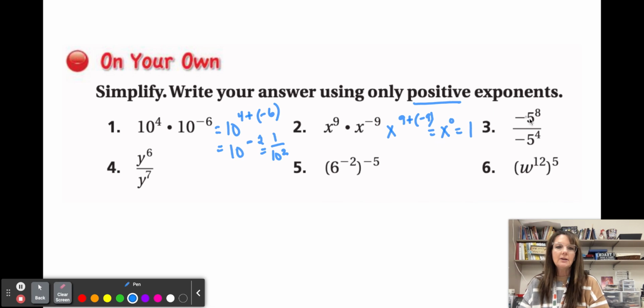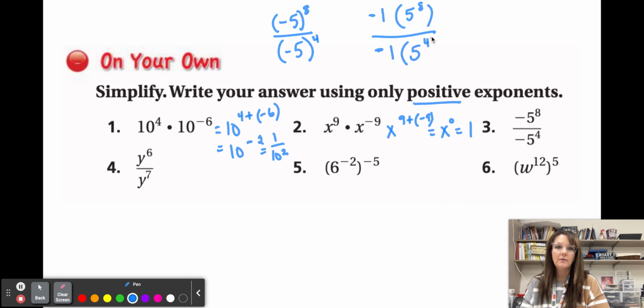Okay? Here, this is where I was talking about. This is different. Number 3 is not this. Notice the difference here. Okay? So here the base is -5, and in number 3 the base is 5. So there's a big difference here. So what we really have is like -1 times 5 to the 8th over -1 times 5 to the 4th.